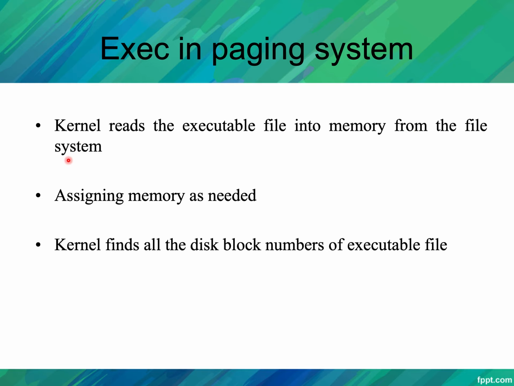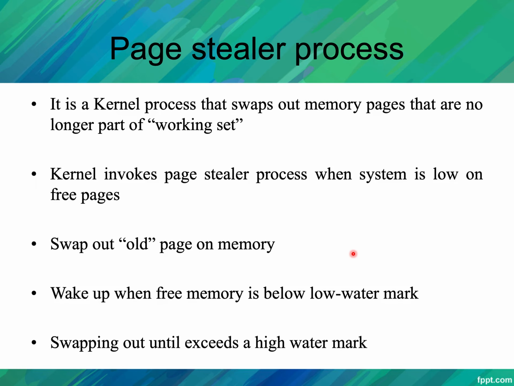That means whenever we are using the EXEC system call, the already occupied memory has to be freed, and the new memory has to be allocated. That means a new process has to be loaded and it has to be allocated. So assigning memory as needed, and then the kernel finds all the disk block numbers of the executable file. So whatever file we are going to execute, that particular file's information will be loaded.